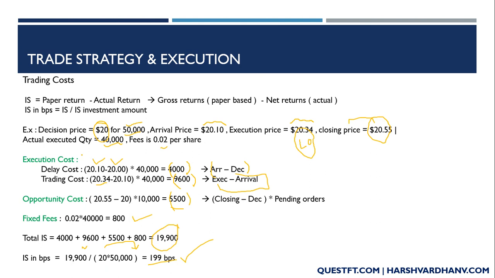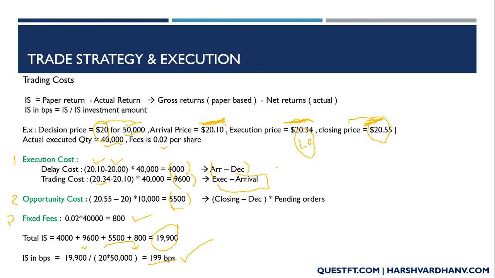So we'll do this again just for the revision. $20 is the price that you plan to invest, but when you put the order, the price is moving at 20.10, so that becomes the arrival price, and the actual execution happens at 20.34. The stock closes at 20.55, and it is broken down into three costs: first the execution cost, second the opportunity cost, third the fixed cost.